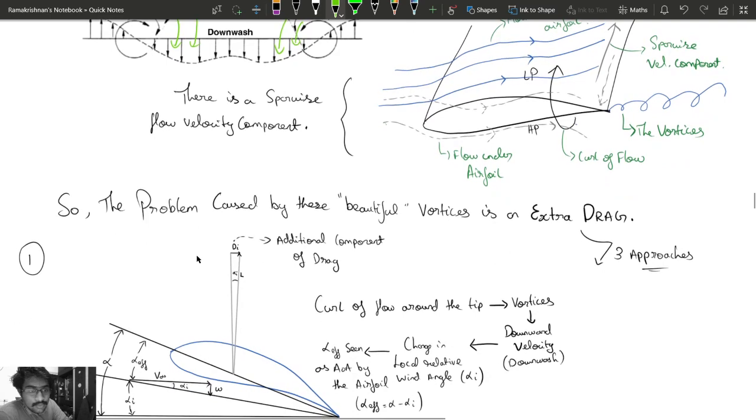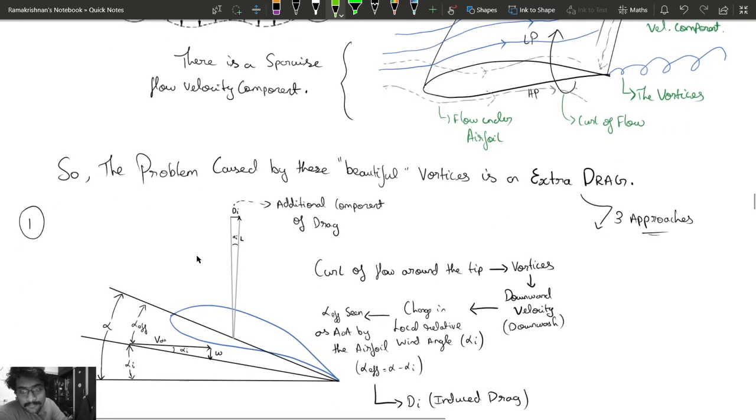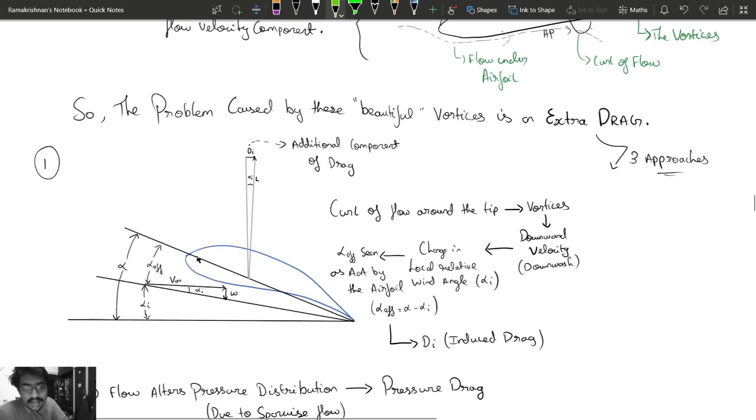Let's see. So to understand why this kind of a drag is created, there are three approaches. The first approach is just what we discussed now, which is due to the downwash, the downward velocity. So let's look at this figure. This figure is a depiction of an airfoil at an angle of attack alpha, which is the geometric angle of attack that it must see.